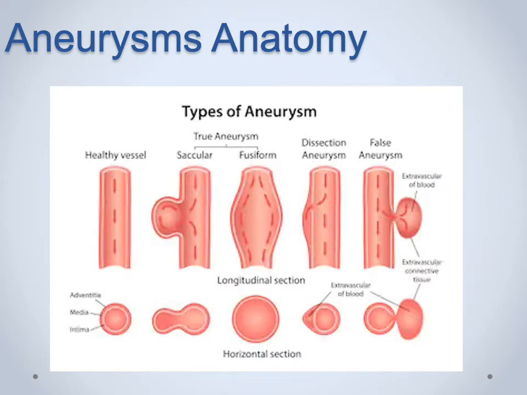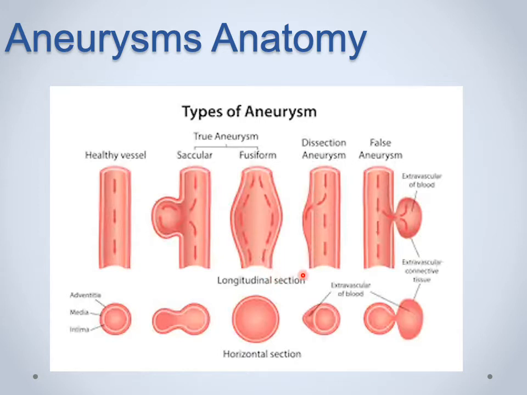A healthy vessel has a true lumen, and you see nice laminar flow throughout. A true aneurysm occurs in all three layers of the vessel wall, as you can see here. There can be a saccular aneurysm, which is almost an outpouching, or a fusiform aneurysm, which is a diffuse aneurysmal dilatation of the artery.